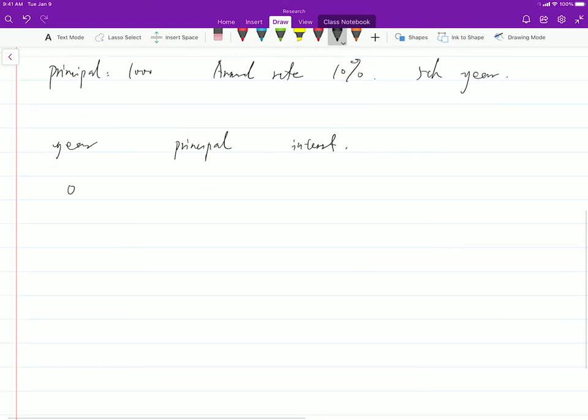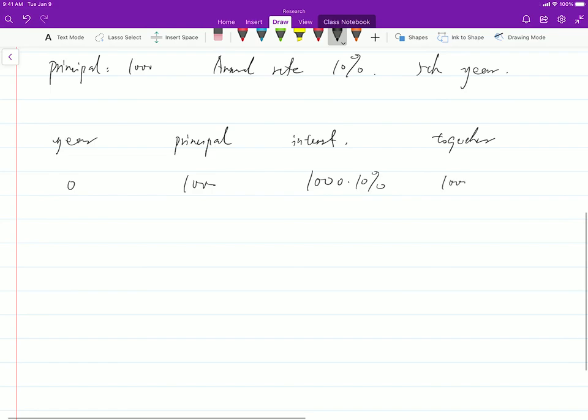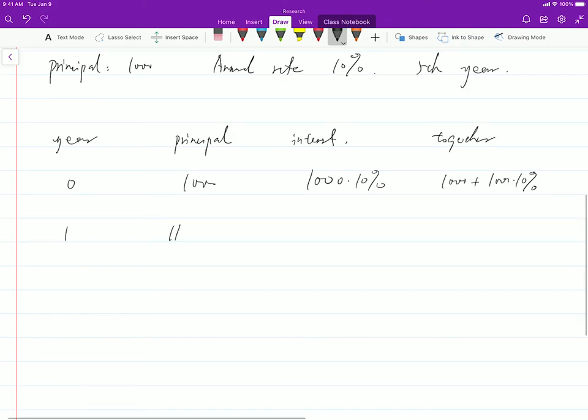Okay. So the first year you have 1,000 principal, you got 10%, which is $100, which is 1,000 times 10%. Together, you got 1,000 plus 1,000 times 10%, which is $1,100, and you put it into the second year. So for the second year, year one, what you end up is you have 1,100. Your interest is going to be 1,100 times 10%. You end up with 1,100 plus 1,100 times 10%, which is 110, which equals 1,210.